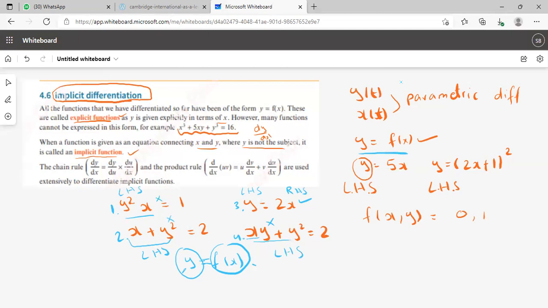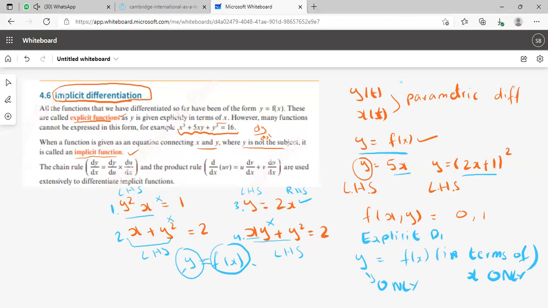Explicit functions are of the type where you have y at one side and on the other side there's a function of x. And when I say function of x, it can be 2x plus 1 whole square, it can be 5x, it can be anything, but it has to be in terms of x only, and we'll have y only in case of explicit differentiation, right? Is it clear? Yes. So are you clear with what explicit function is? Yes. Okay, so explicit functions are functions which we have been discussing since ages.